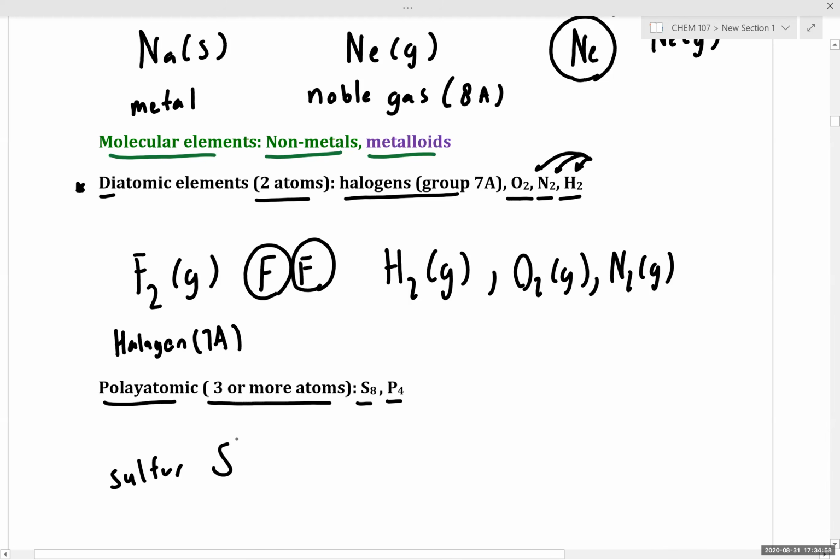Sulfur, for example, is a polyatomic molecular element that has a formula of S8 solid. So when we're referring to sulfur, sulfur exists in its molecular form in nature, where a molecule of S8 has a total of 8 sulfur atoms bonded together. We won't worry about the exact connectivity of atoms. For now, I'm just showing that S8, the subscript tells us we have 8 sulfur atoms.